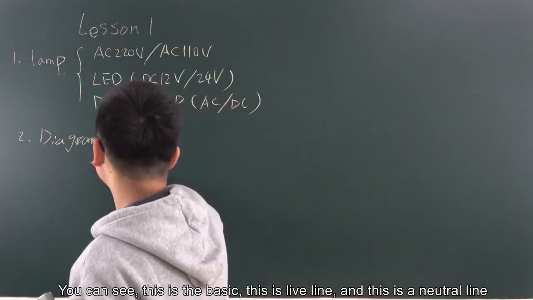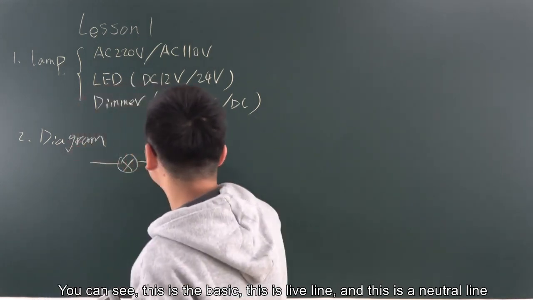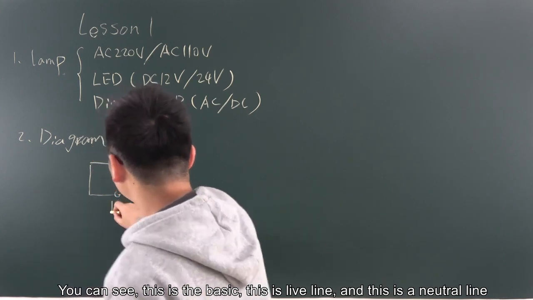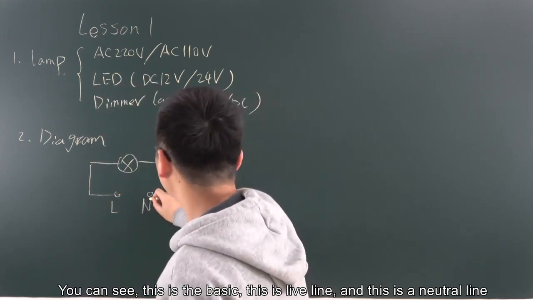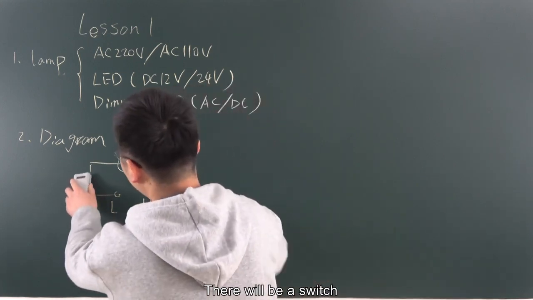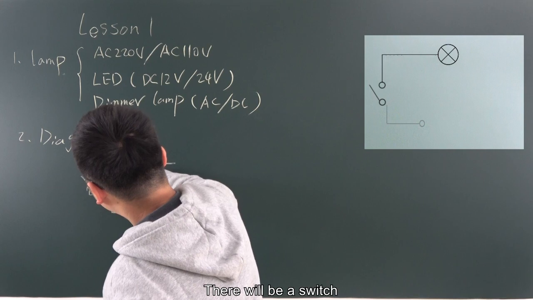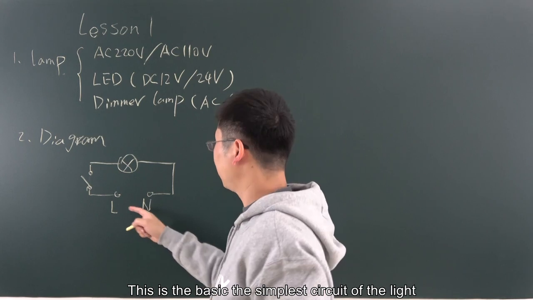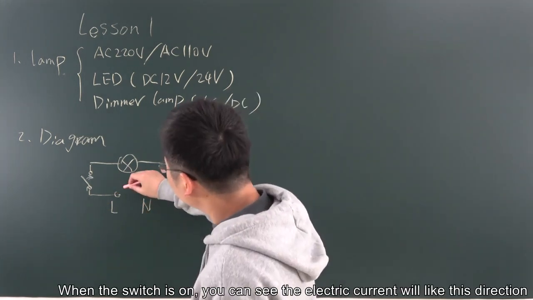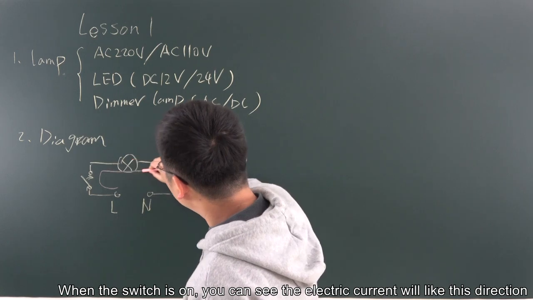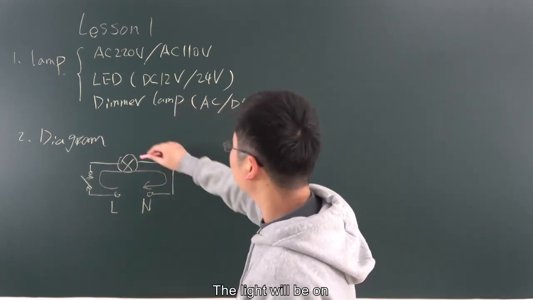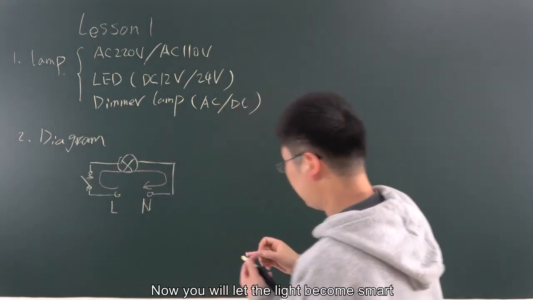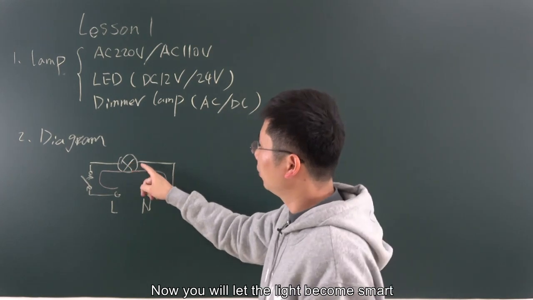You can see this is the basic. This is the live line, and this is the neutral line. And there will be a switch. This is the simplest circuit of the light. When the switch is on, you can see the current will flow in these directions, so the light will be on. This is the traditional way. And now you will let the light become smart.